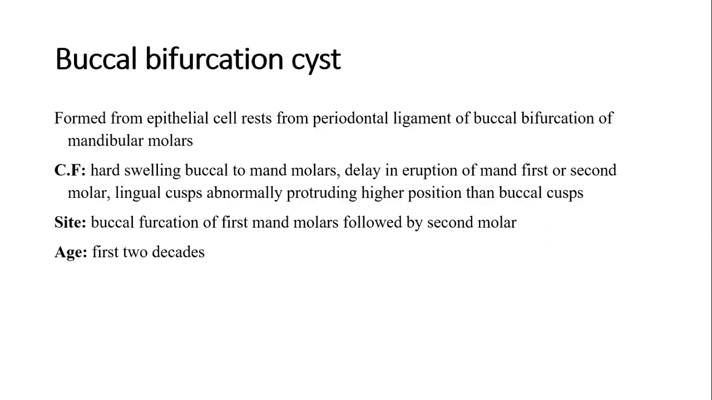Next one is buccal bifurcation cyst, formed from epithelial cell rest from the periodontal ligament of the buccal bifurcation of mandibular molars. Clinical features: hard swelling buccal to mandibular molars, delay in eruption of the mandibular first or second molar, lingual cusp abnormally protruding to a higher position than the buccal cusp. Site is buccal bifurcation of first mandibular molars, followed by second molar. Age group is first 2 decades.